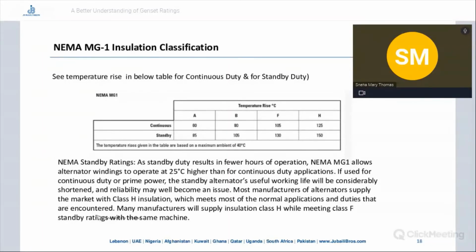So, as you can see here, for the standby ratings, as per the NEMA classification, a 25 degrees Celsius addition is allowable on the continuous rating, which is 60 plus 25, 85. For class B, 105, for class F, 130, for class H, 150.